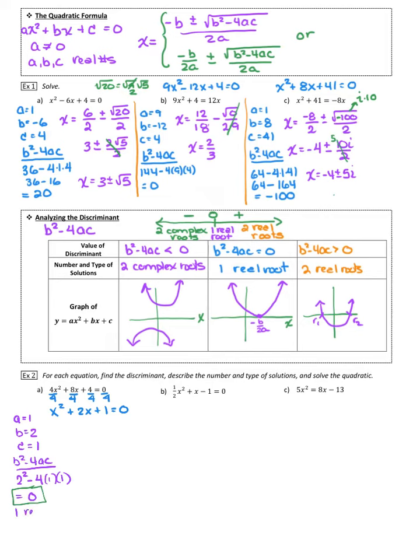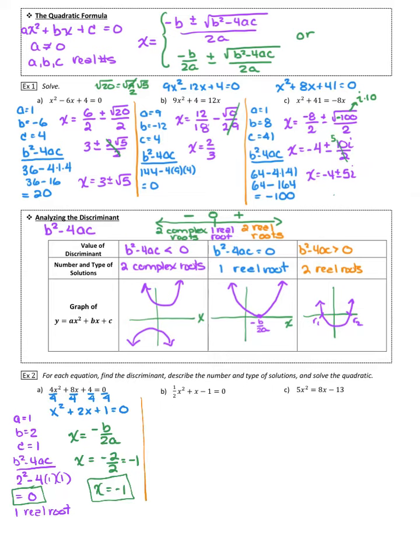That means I'm going to have one real root. What is that root? It's going to just be x equals opposite of b over 2a in this case, which is going to be negative 2 over 2, which is a negative 1. So x equals negative 1 is our solution.